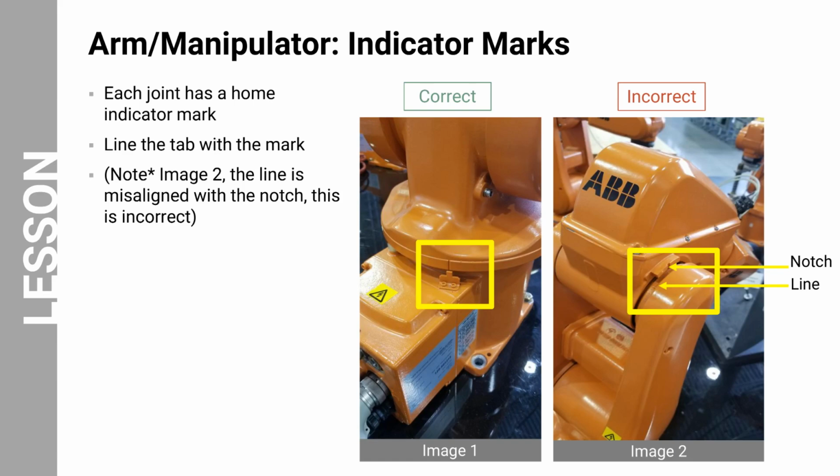For example, when a notch and line pair are properly aligned, as seen in typical maintenance diagrams, this confirms the joint is at home position. Conversely, any misalignment between the notch and line pair indicates that the joint has deviated from its home position. This visual confirmation system is essential for ensuring accurate robot positioning and safe operation during various maintenance and operational procedures.